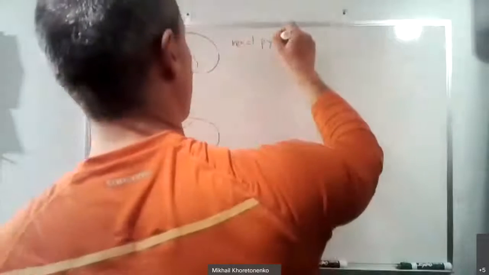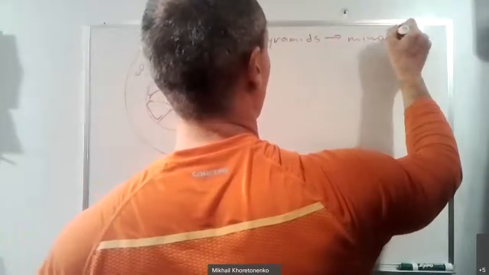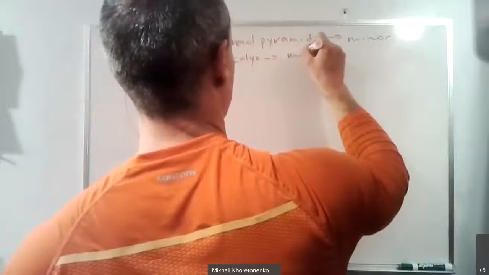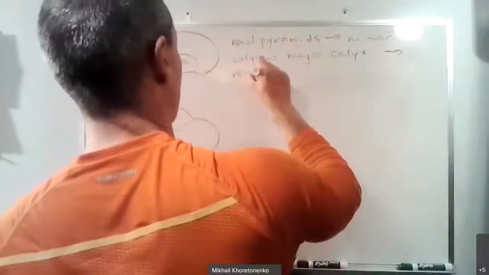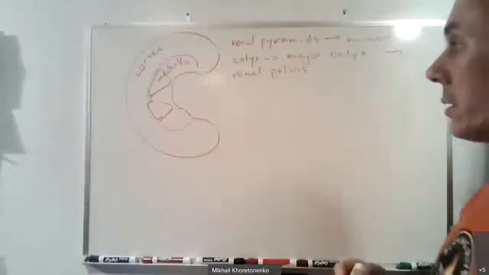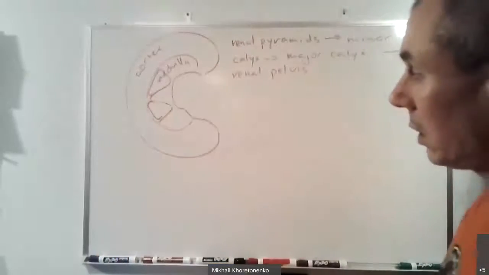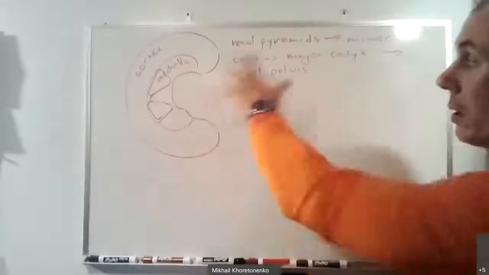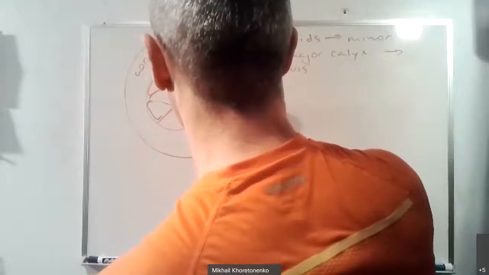You can have renal pyramids, minor calyx, major calyx, and then renal pelvis. Essentially, minor calyx, major calyx, and renal pelvis are the small chambers within the kidney that become progressively larger, and when urine accumulates in the renal pelvis, it then drains into the ureter.